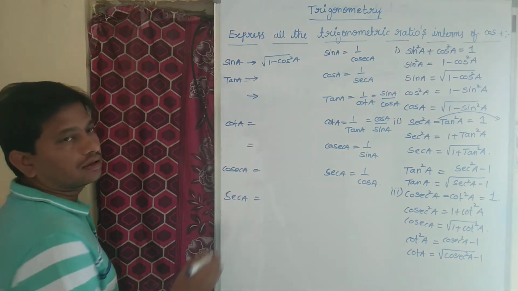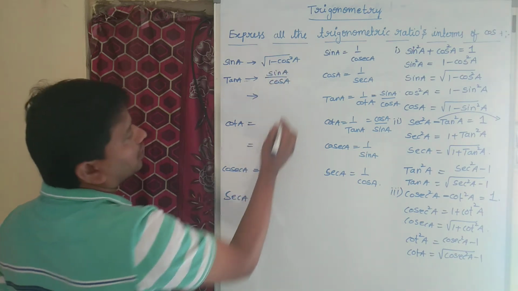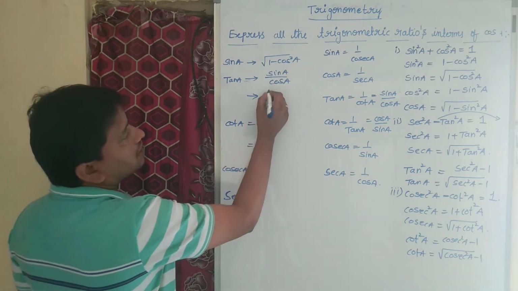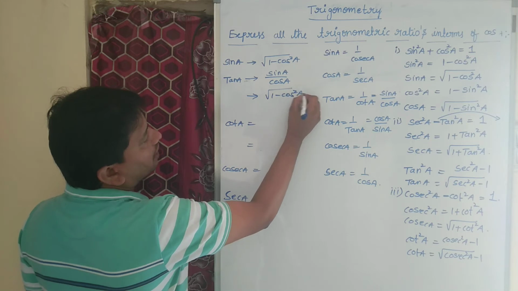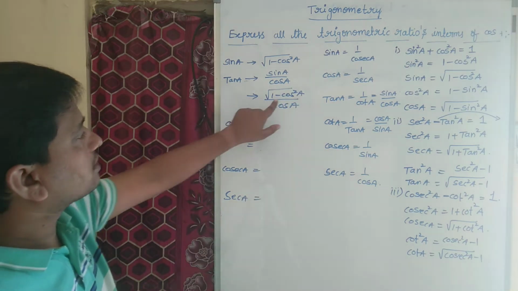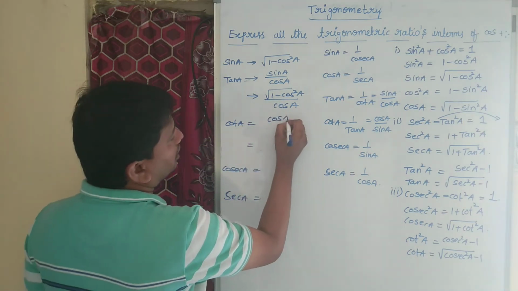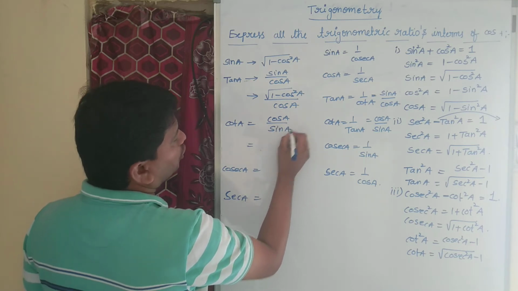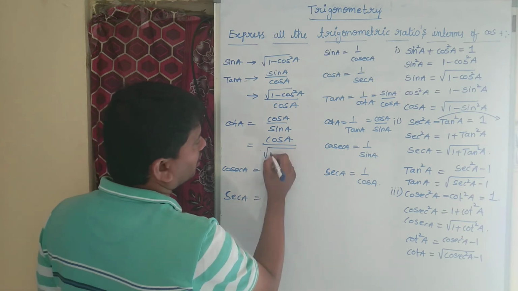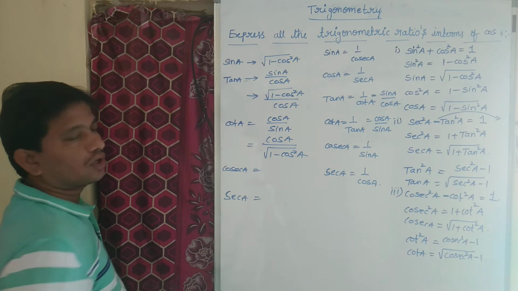Now coming to tan. Tan A we can write as sin A by cos A. We want only cos. Sin A we can express as root over 1 minus cos square A, by cos A. See, tan we expressed in terms of cos. Now coming to cot. Cot is nothing but cos A by sin A. Numerator cos A let it be. Denominator sin A I can write as root over 1 minus cos square A. See, cot we expressed in terms of cos.